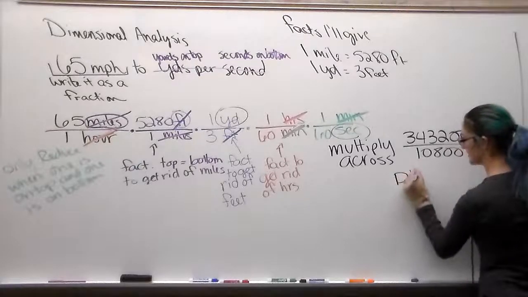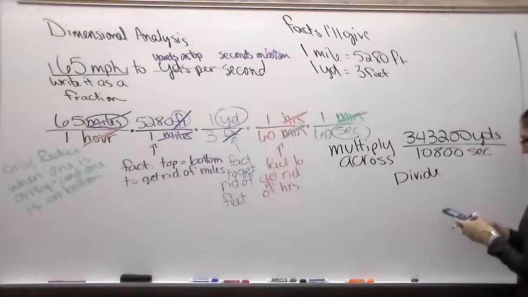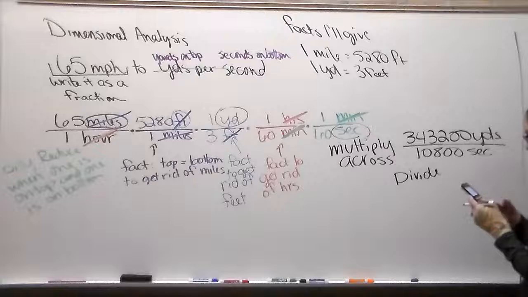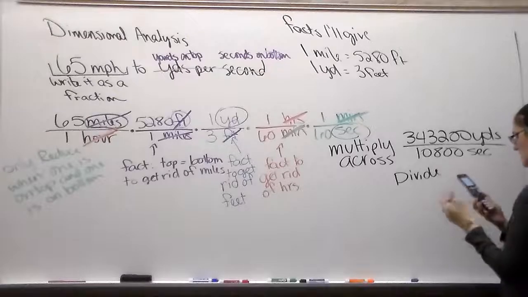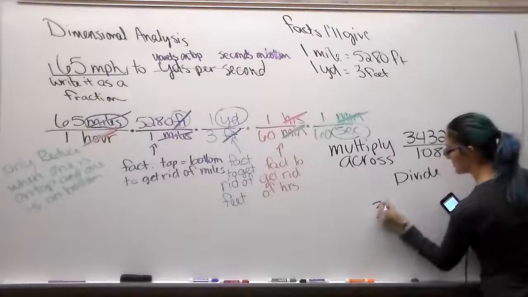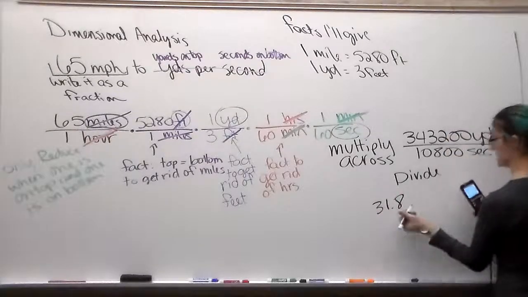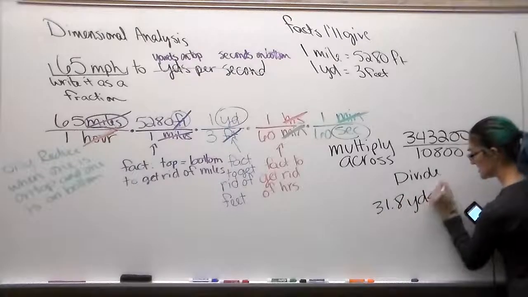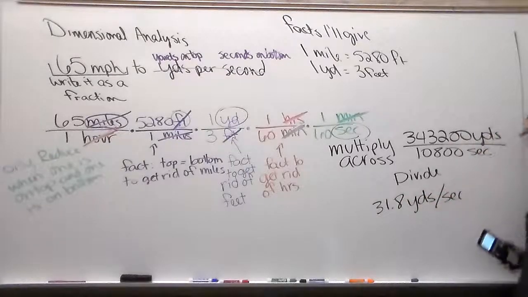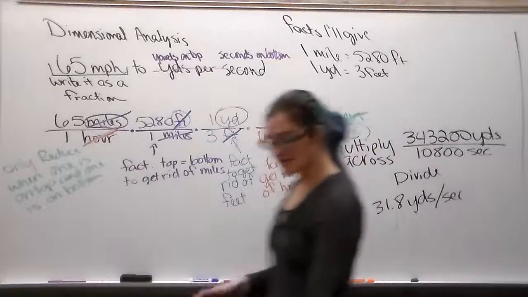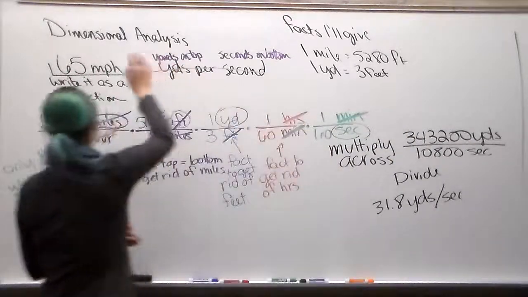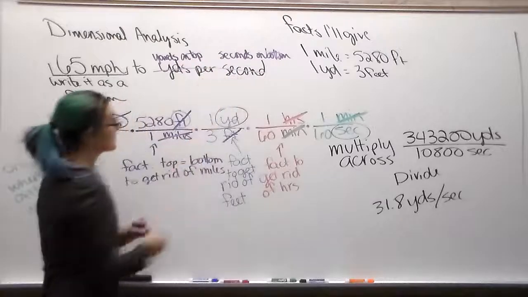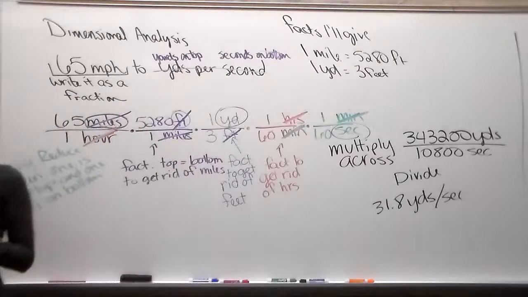And lastly, divide. 343,200 divided by 10,800 is 31.8 yards per second. Okay, so that's the dimensional analysis. That's how to change from miles per hour to yards per second, but you can use that for any sort of units.